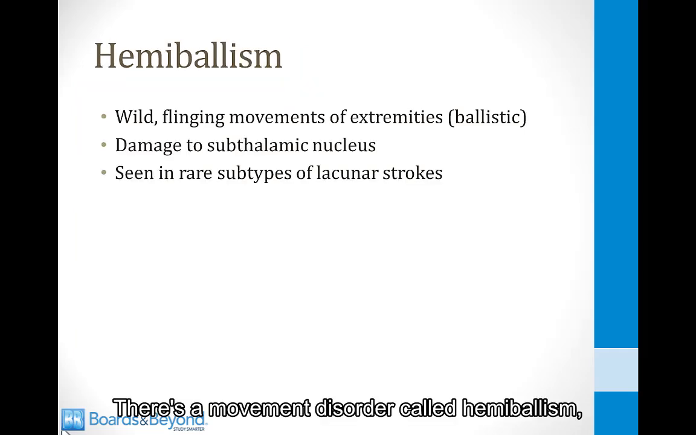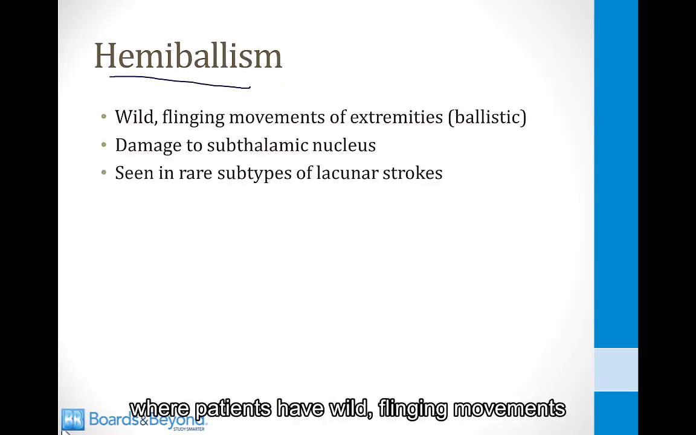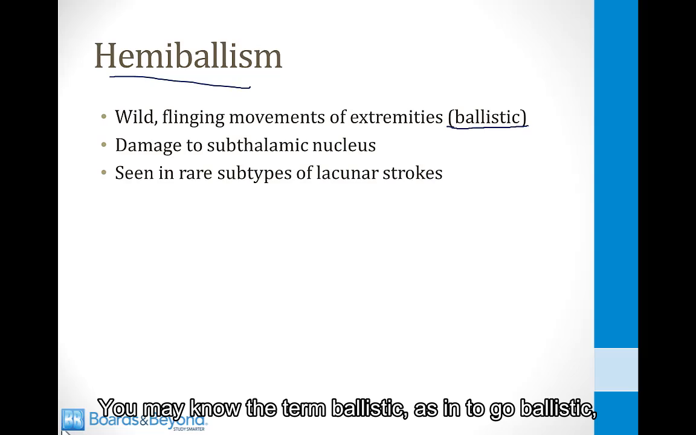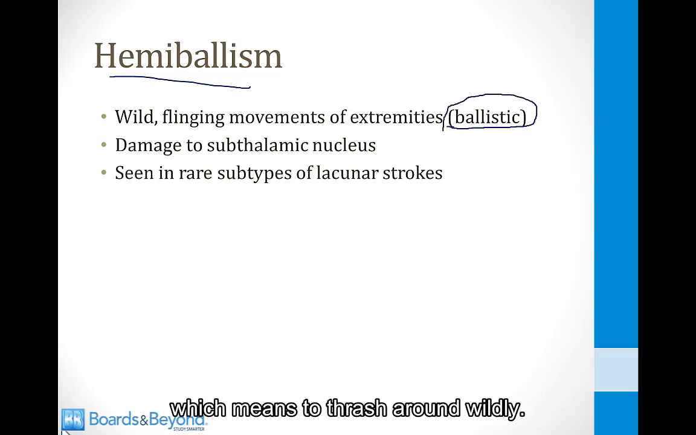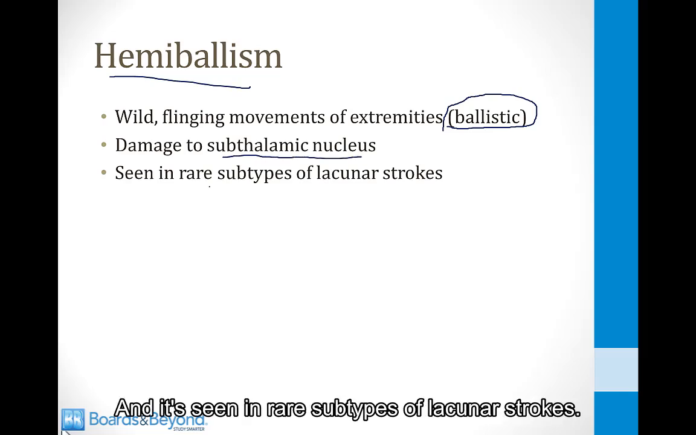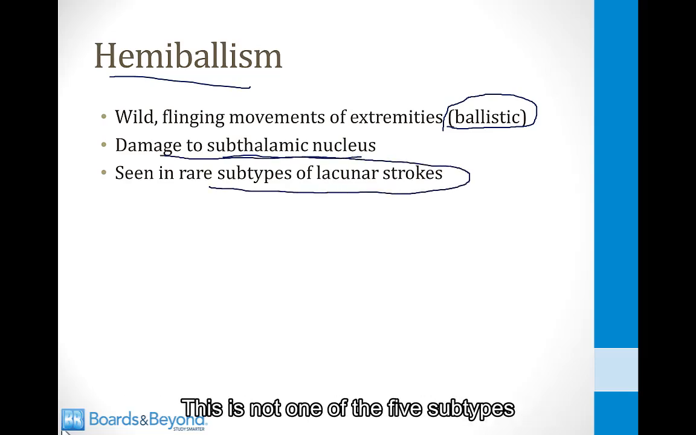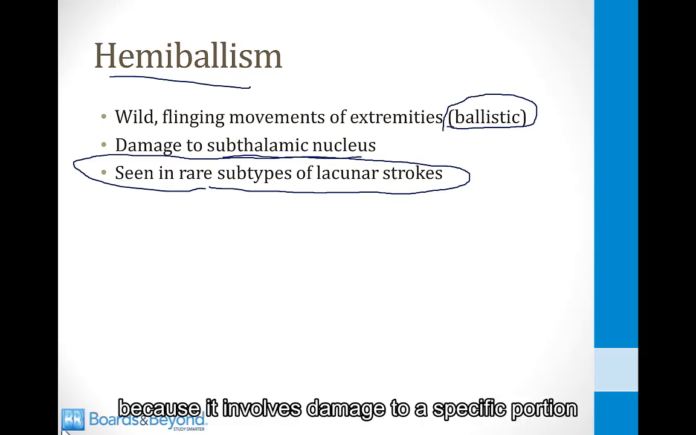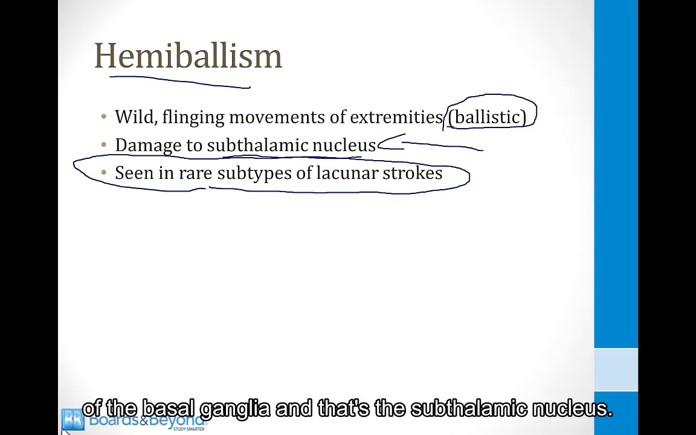There's a movement disorder called hemiballism, where patients have wild, flinging movements of their extremities on one half of their body. You may know the term ballistic, as in to go ballistic, which means to thrash around wildly. These patients are hemiballistic, so half of their body is moving wildly. This happens when there's damage to the subthalamic nucleus, and it's seen in rare subtypes of lacunar strokes. This is not one of the 5 subtypes that Fisher identified in the 1960s, but you can see this. The boards like to ask you about this because it involves damage to a specific portion of the basal ganglia, and that's the subthalamic nucleus.